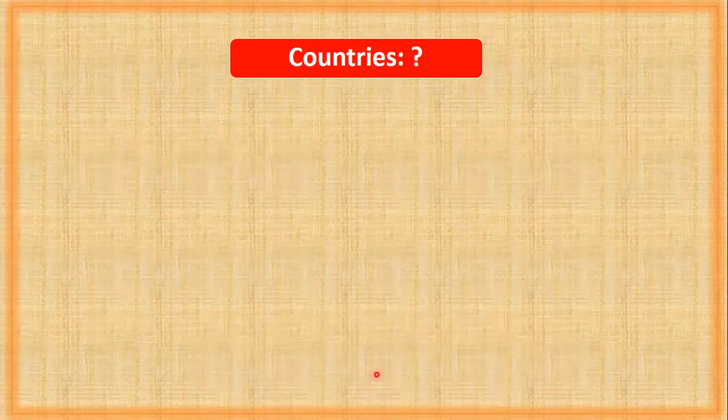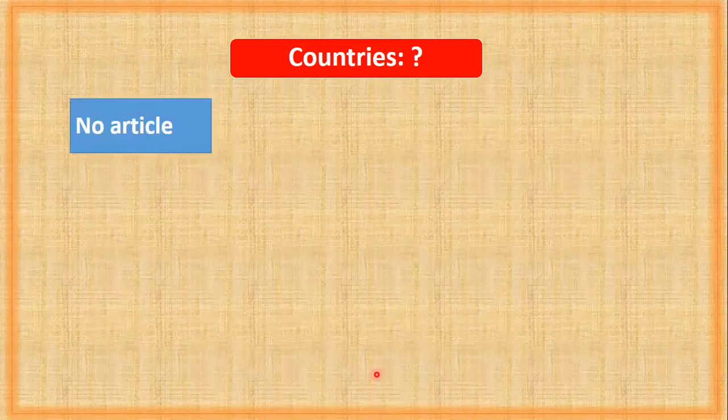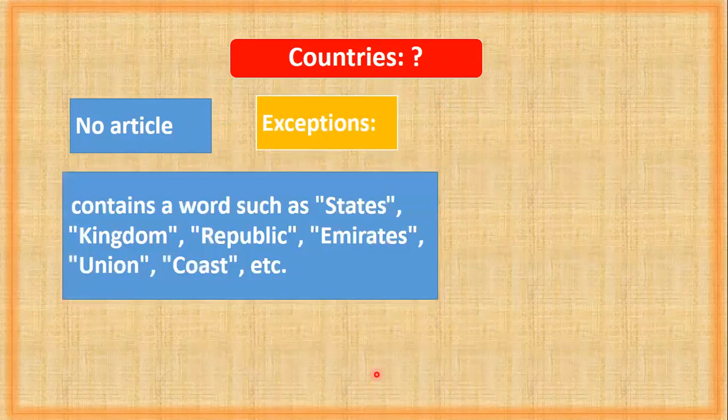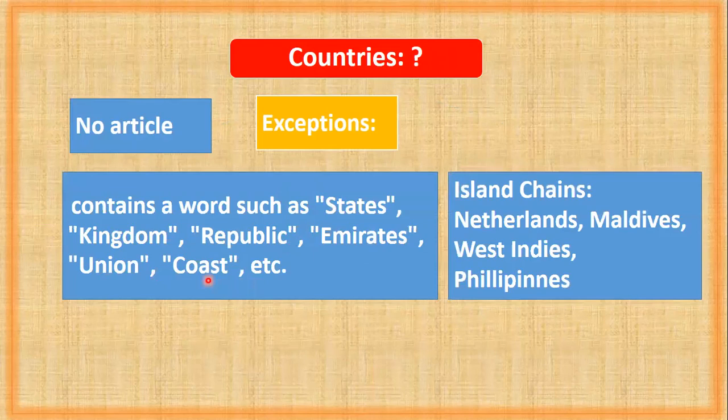What about the countries? Since countries fall under the category of proper nouns, we do not use articles in front of countries. For instance, I live in Nepal, but again there are certain exceptions. If country names contain a word such as states, kingdom, republic, emirates, union, coast, etc., then we use the article the. For example, I live in the United States of America. My sister lives in the United Kingdom. My brother is living in the Republic of Korea.